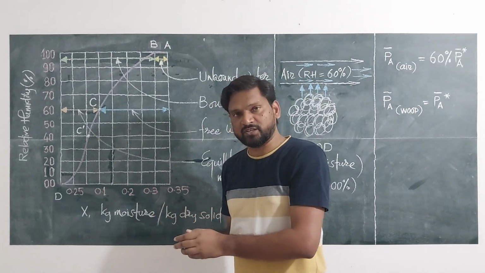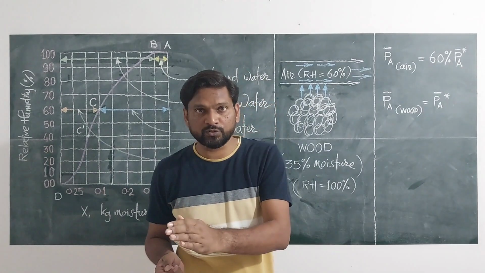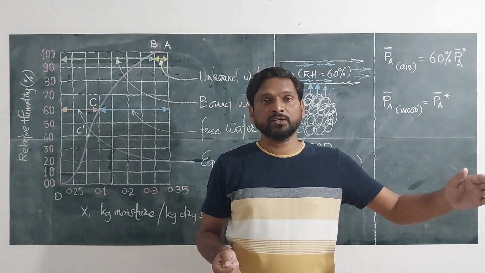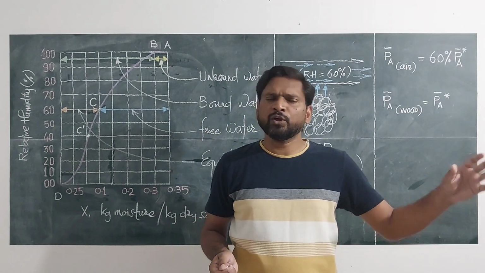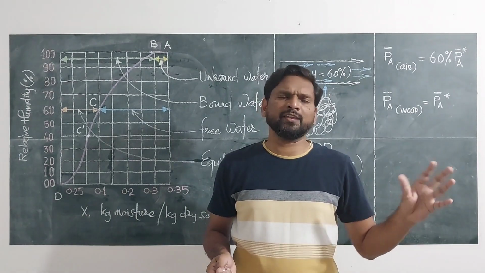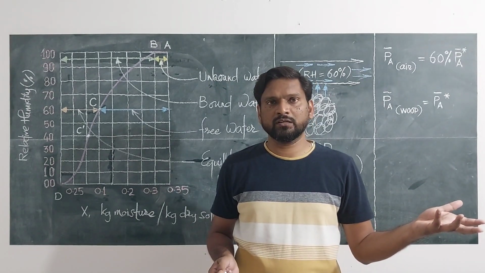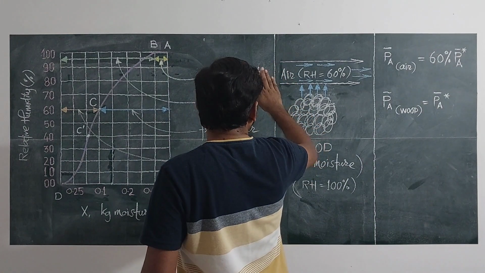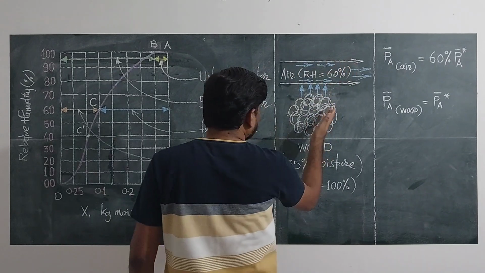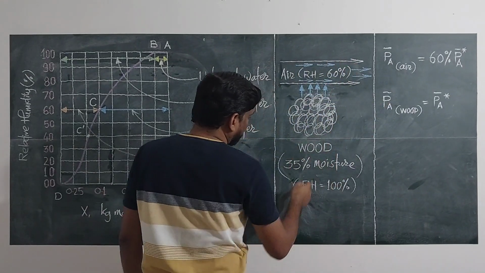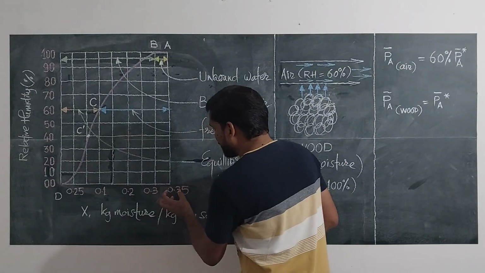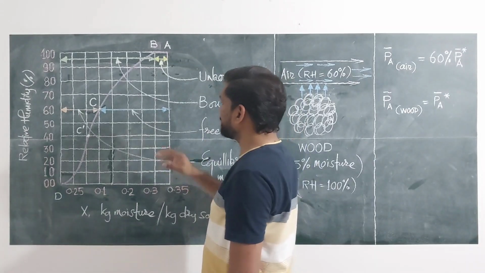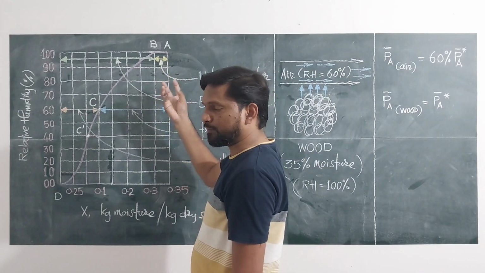The drying process commences. The air with 60% humidity is allowed to flow over the wet wood. Wood is just an example. You can take any material in place of wood. So air with 60% relative humidity is allowed to pass over wood having 35% moisture, and the condition is represented by point A on the curve. After some time, some water will evaporate. There will be loss of moisture.